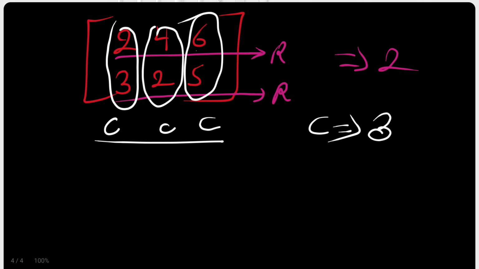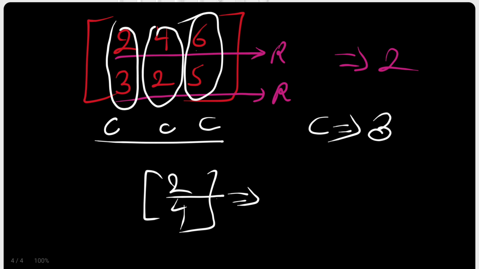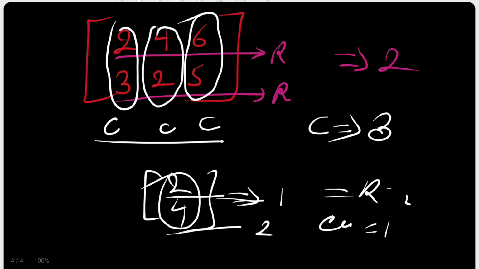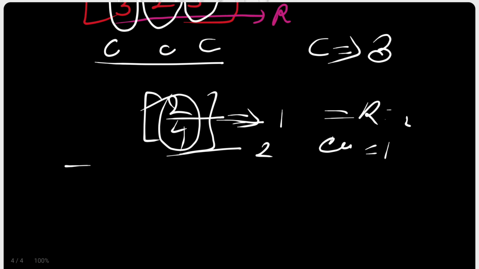Row means this, column means this and this. Okay, let's take another example. Suppose this is 2 and 4. I'm asking you, in this one how many columns does it have? You are telling this is going that side. It has 2 rows, it means row is 2, but column is coming one side, it means that column is 1.